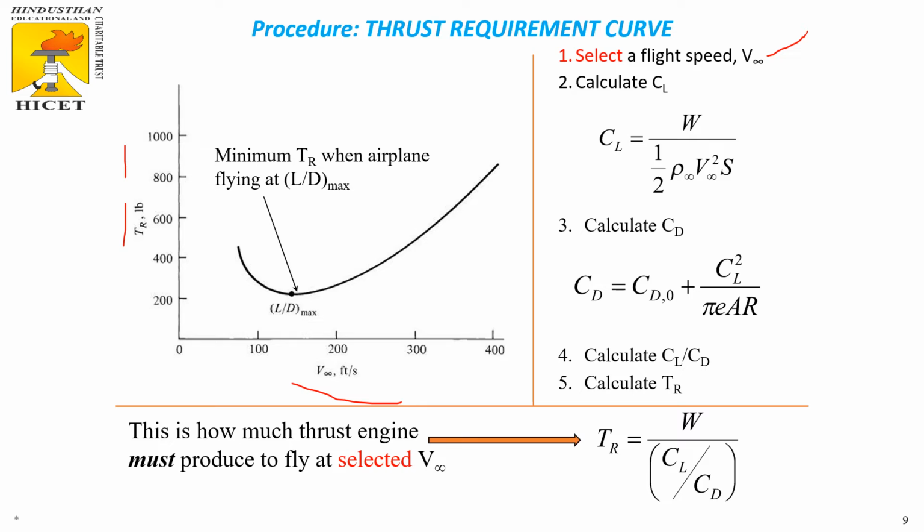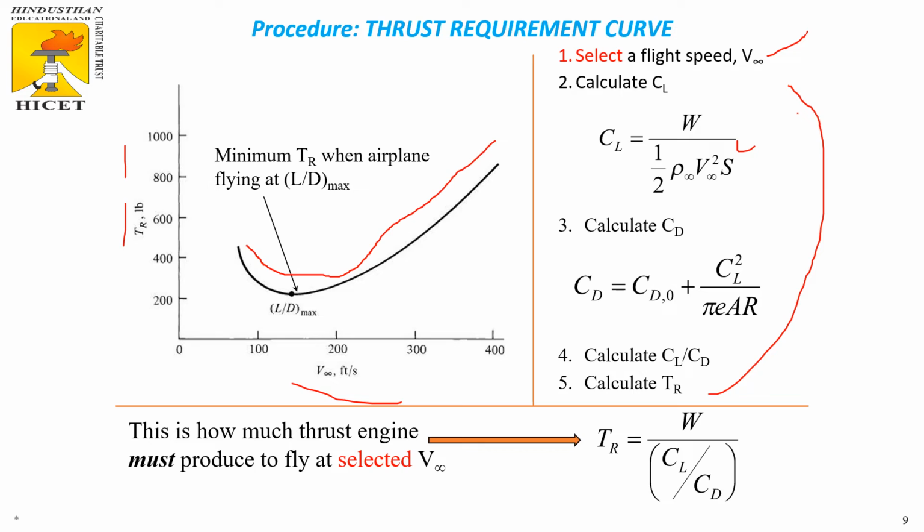Then you put the velocity in the CL equation, which we already know: CL is equal to W by half rho infinity v infinity squared S. From that you can easily calculate the CL value. Then you can calculate CD, that is CD equals CD naught plus CL squared by pi e AR. Then calculate CL by CD, and then calculate TR. Once you calculate TR for this particular velocity, you can plot it here. Similarly, you can calculate TR for different velocities, and you will get this graph.